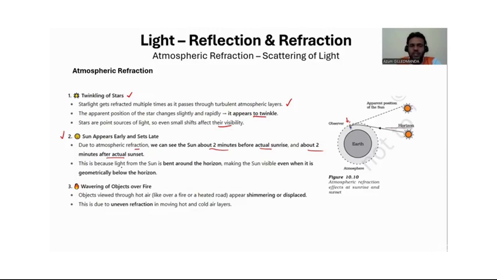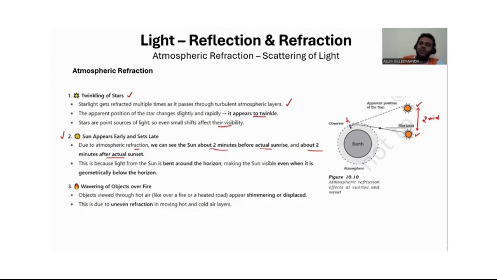So this is because the light from the sun is bent around the horizon, right? So basically, light travels like this, like how we saw the stars. So light travels like this because of the atmospheric refraction. But how we feel it is like a straight line. So this is the apparent position, but this is the actual position. So that's why this deviation will take 2 minutes.